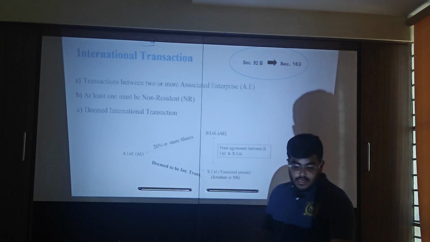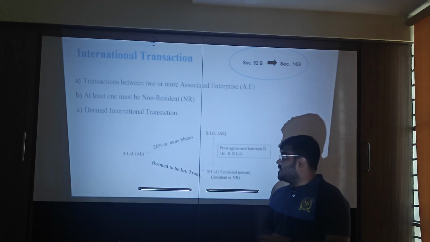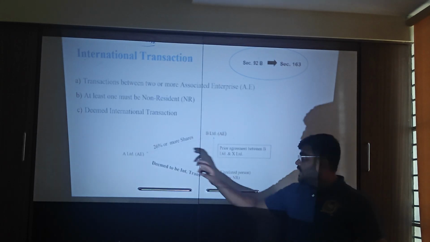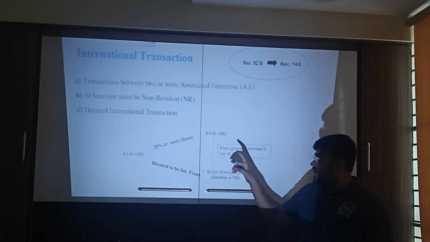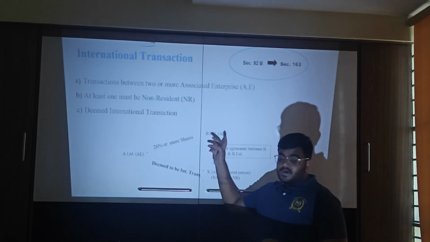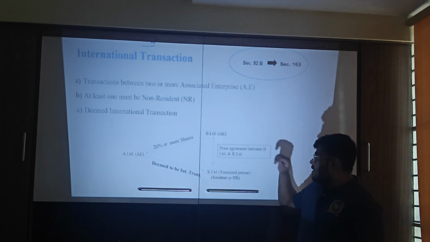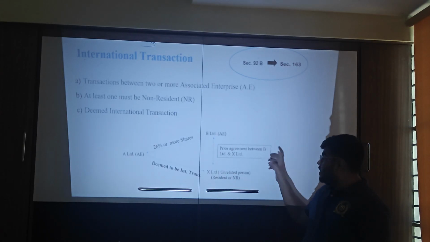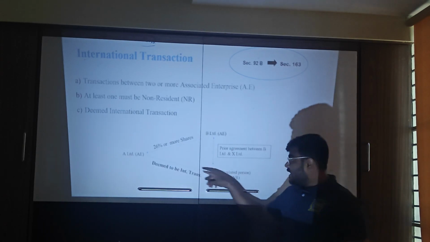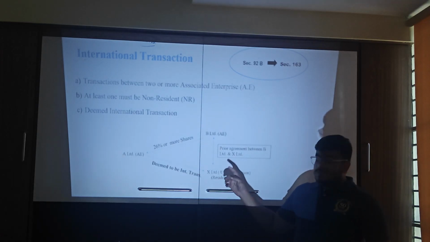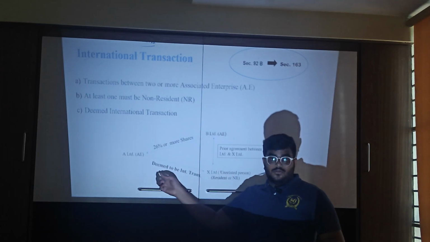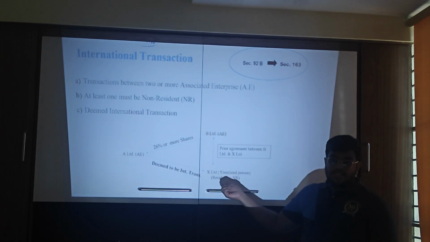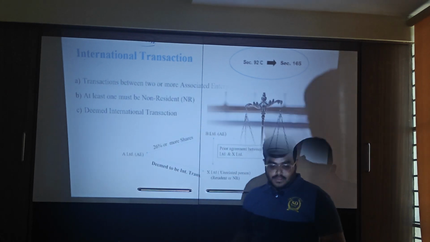Now I will explain the concept of deemed international transaction. Suppose A Limited and B Limited are associated enterprises, that is, they hold 26% or more of voting power, and there is a prior agreement between B Limited and X Limited for the transaction taking place between A and X. Then the transaction between these two is also termed a deemed international transaction because of this.